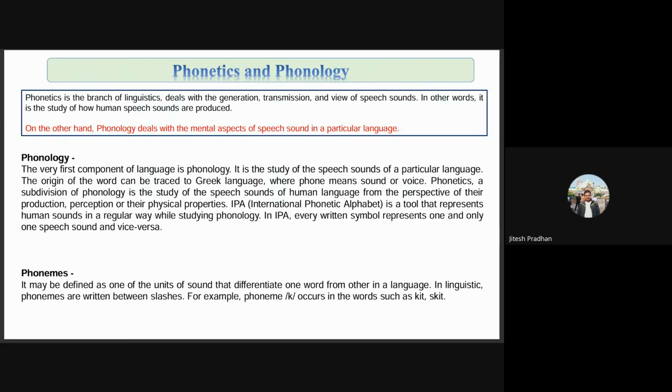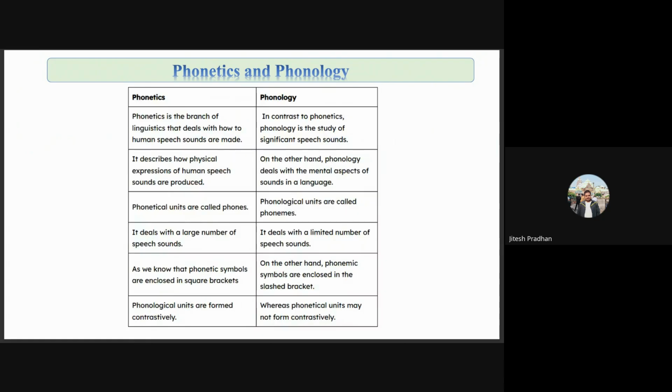In phonology, we learn about sound patterns, how they are arranged. For example, it studies sound patterns, pronunciation rules, and relationships between different sounds. These are phonetics and phonology. Now, what is the common difference between phonetics and phonology? The first thing: phonetics is a branch that deals with how humans produce sound, and it contrasts this. Phonetics is basically a study of how significant speech sounds are.